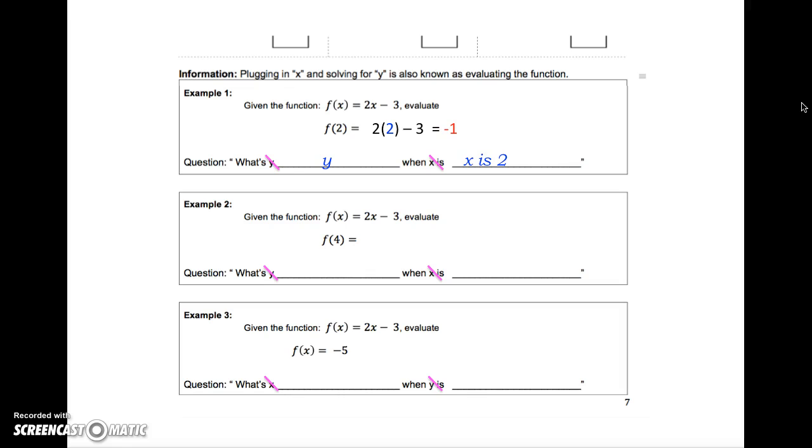Let's take a look at example number 2, doing the same thing. So why don't you go ahead and try and think about what question you're asking yourself here and see if you can evaluate the function. Pause the video, and when you come back, I'll give you the answer.